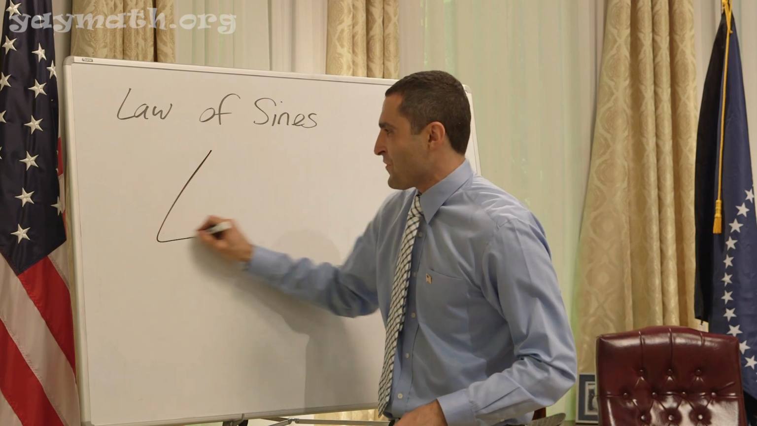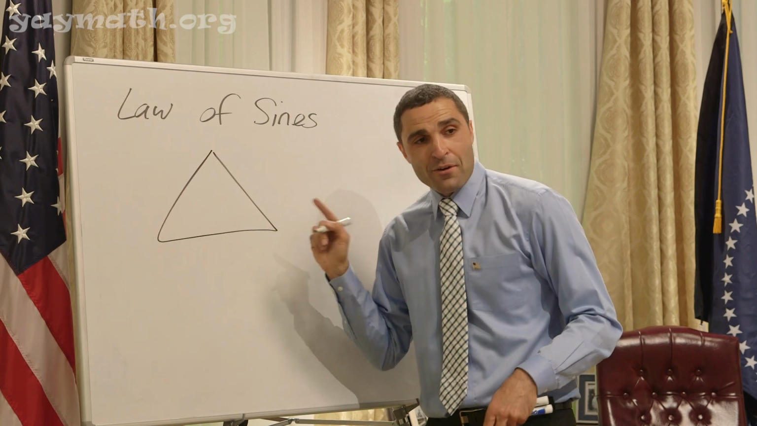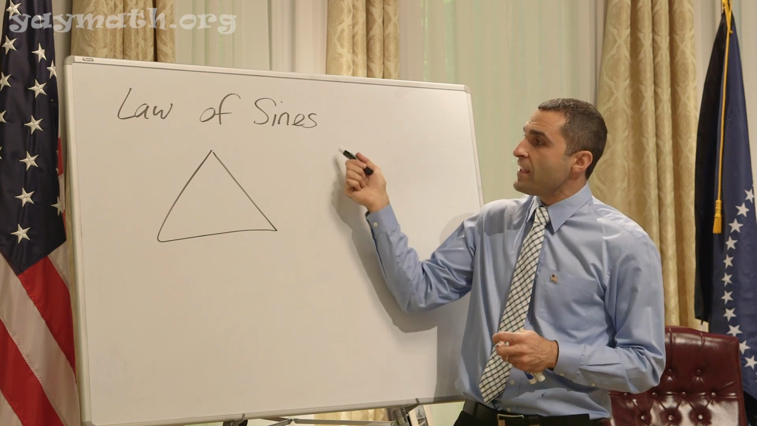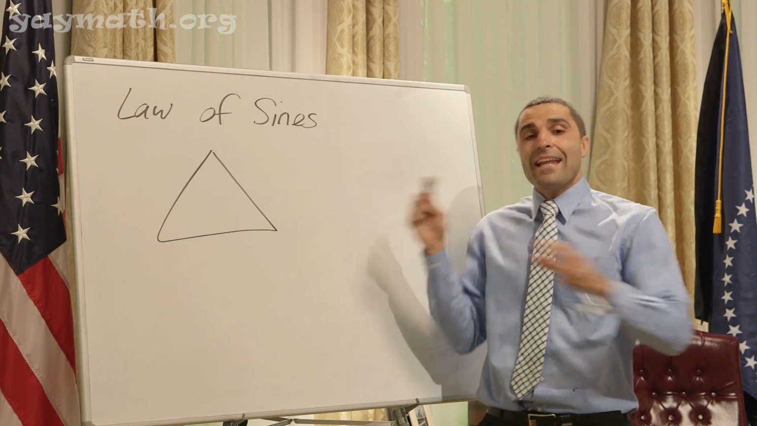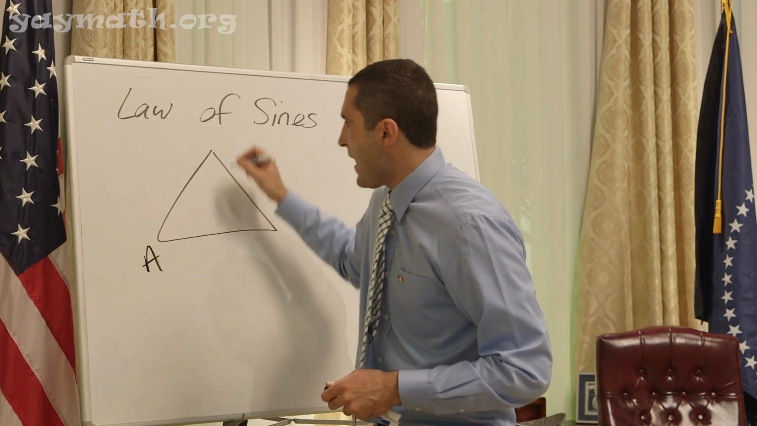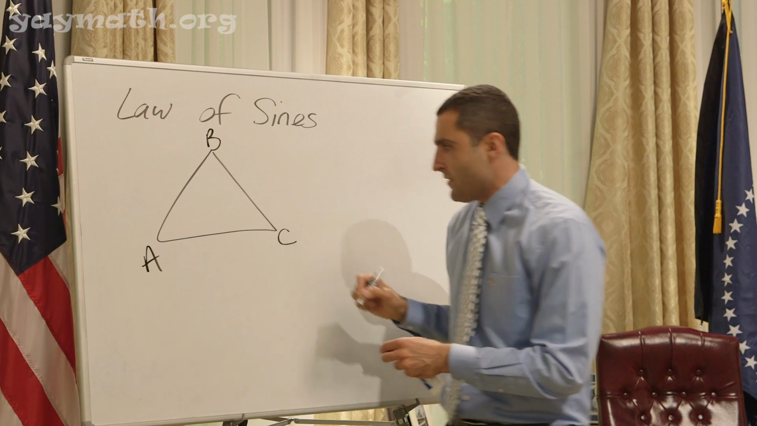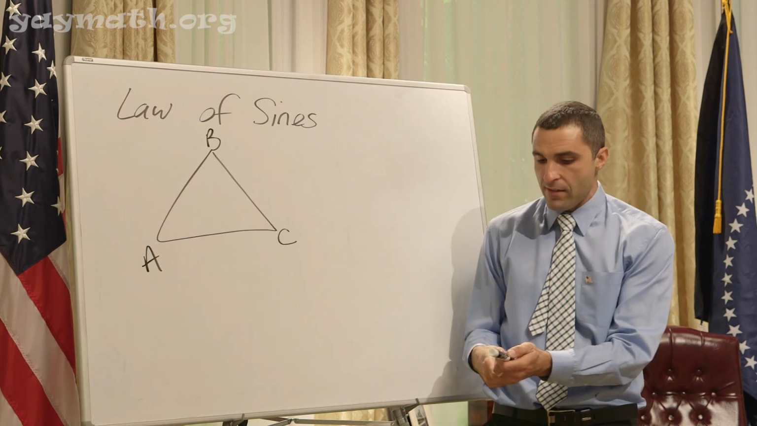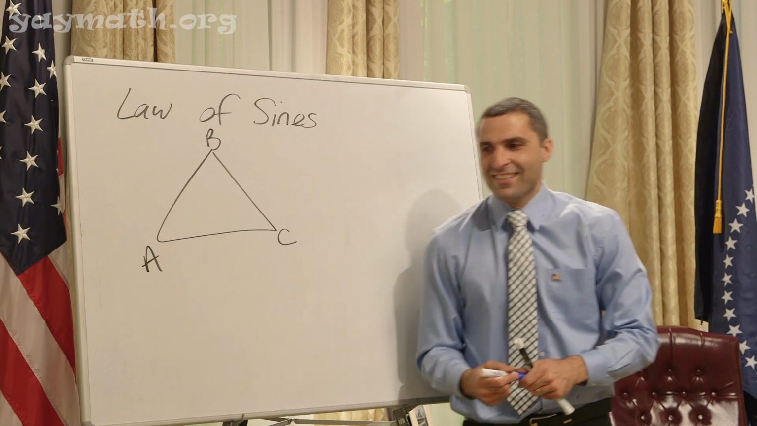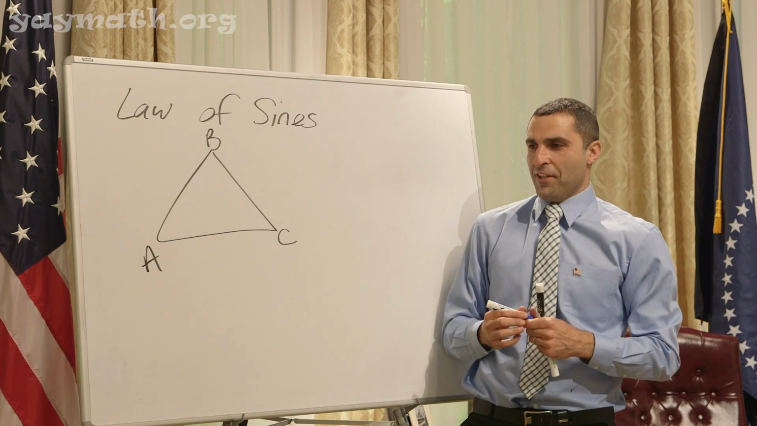So let's draw ourselves a triangle. You'll notice that this triangle is not a right triangle. The law of sines, interestingly, can solve any triangle. Okay, so let's put in some things. Let's say A, B, and C. Those are angles A, B, and C.